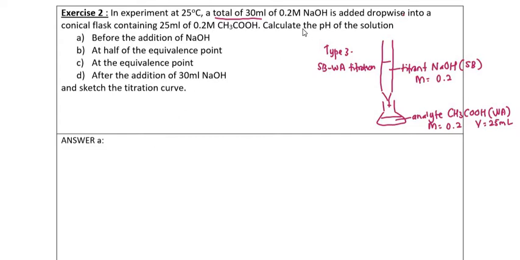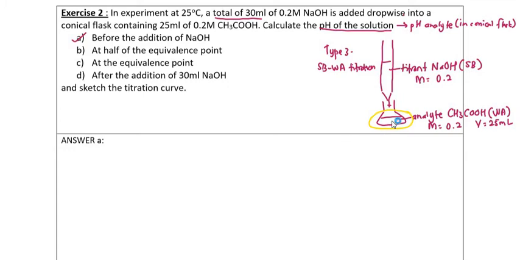The question asks you to calculate the pH of the solution. As usual, the pH of the solution refers to the pH of the analyte, that means in the conical flask all the time. So we go to the first part, part A. Calculate the pH of the analyte before addition of NaOH. That means before you add titrant to the analyte, you have to calculate the pH in this conical flask.